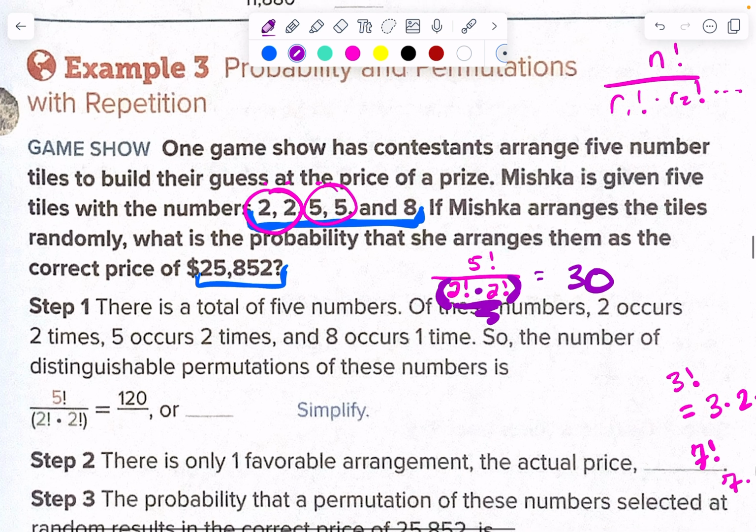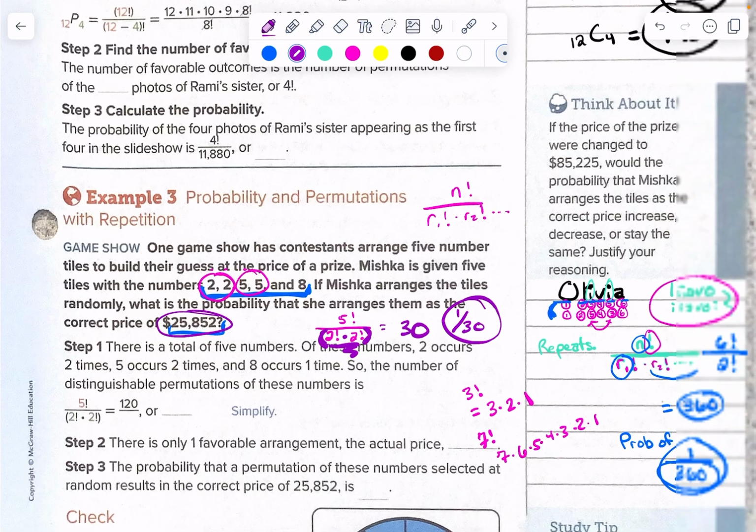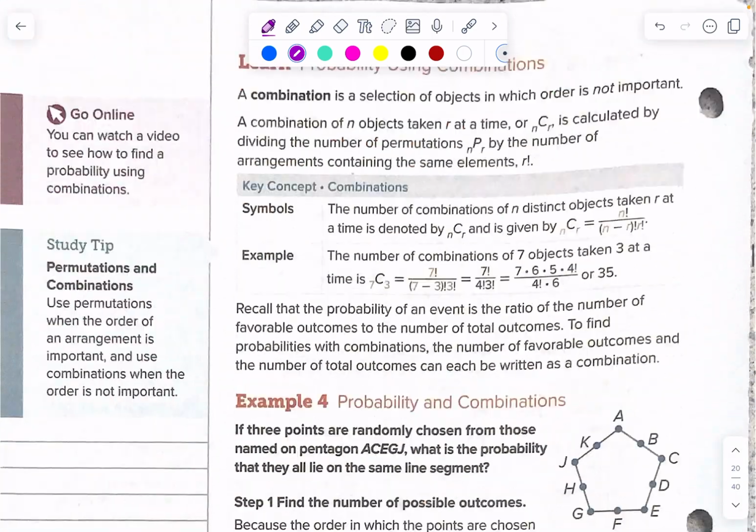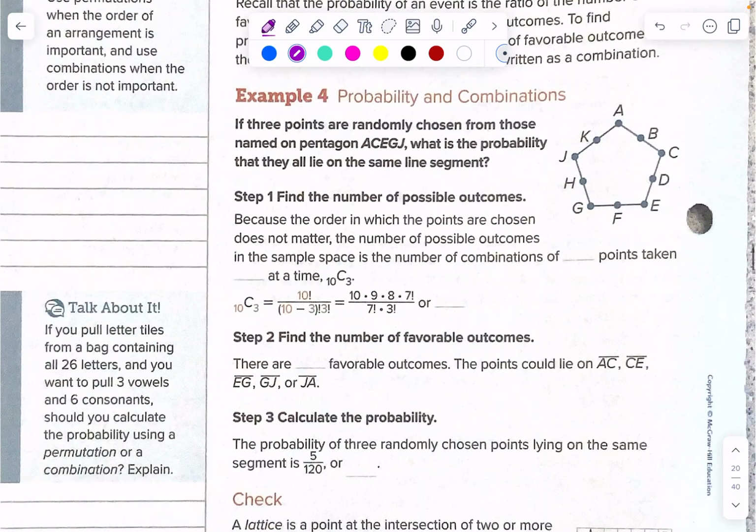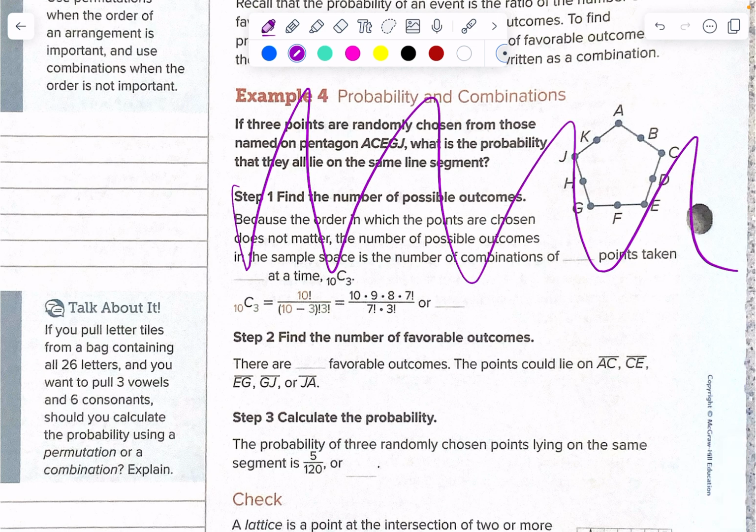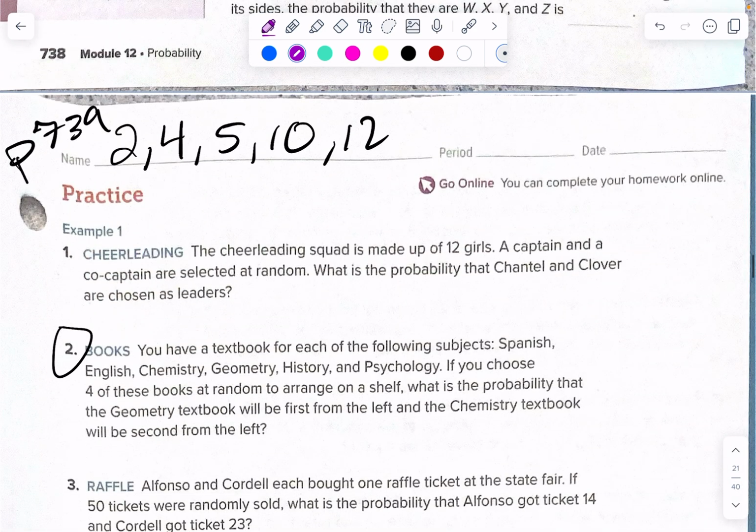So what is the probability that she gets this combination exactly? 1 out of 30. Now that we've divided out the repeats, there's one combination out of 30 that gives me that. Okay? All right, we will skip number 4. Let's skip 4 and we will go to homework. 5 problems: 2, 4, 5, 10, 12.